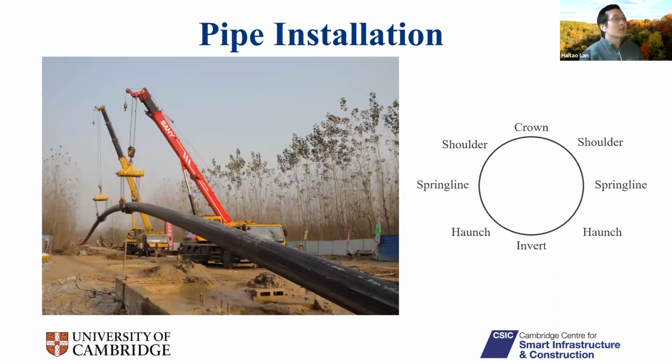First of all, there's a picture on the right. That shows the different positions at a cross section of the pipe, because I will talk about a lot of this during the presentation, just in case some people are not familiar with it. The 0 or 12 o'clock of the pipe is the crown. 6 o'clock is the invert. 3 and 9 o'clock is the spring line. Between crown and spring line is the shoulder. And haunch is between the spring line and invert.